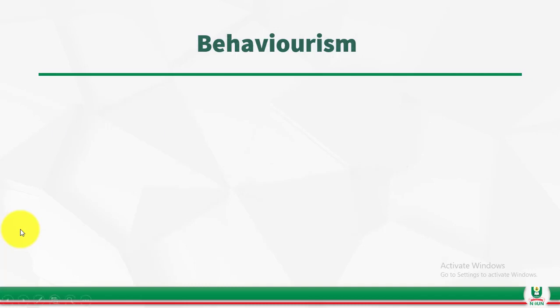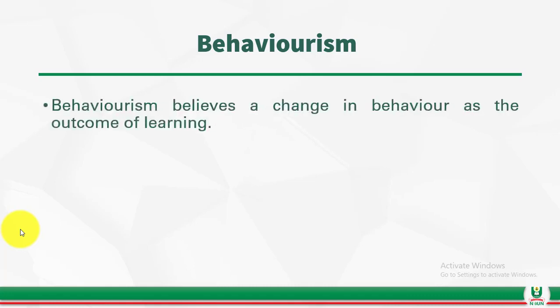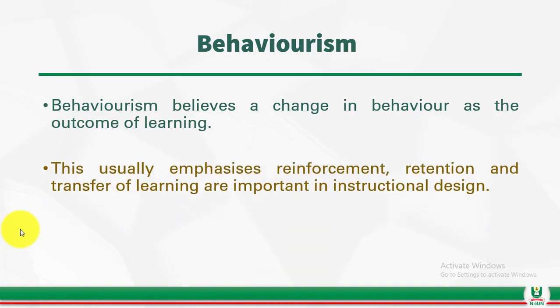And let's quickly look at the three main learning theories. There are other theories, of course, but here we are going to just look at the three main theories, which include behaviorism. Behaviorism believes a change in behavior is the outcome of learning. In essence, this learning theory believes that a change in behavior is a manifestation of the outcome of learning. So if you pass through a particular learning experience, there should be a change in behavior. That is the emphasis, or that is the belief of behaviorism. And this actually emphasizes reinforcement, retention, and transfer of learning within the instructional process.